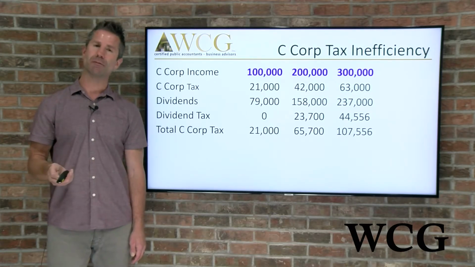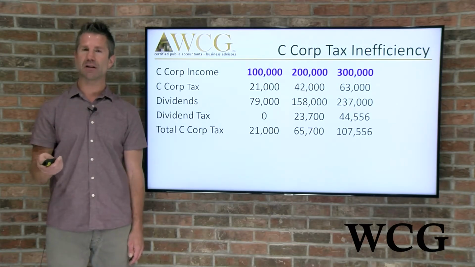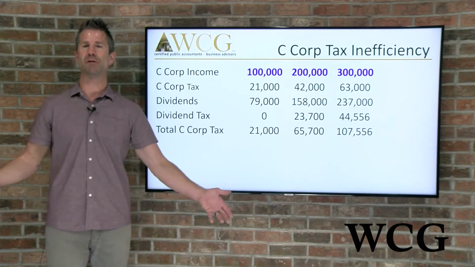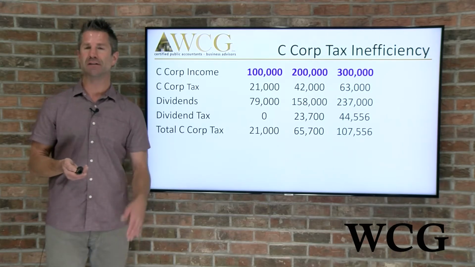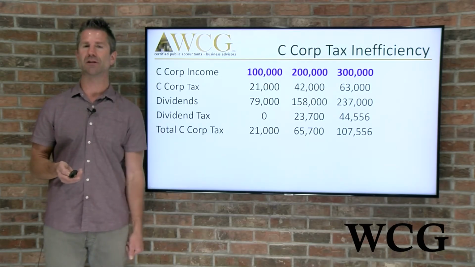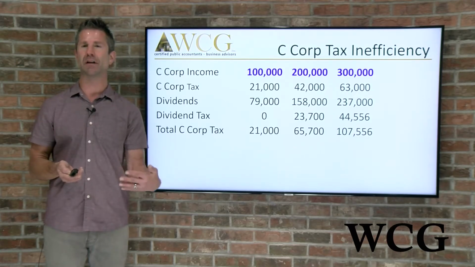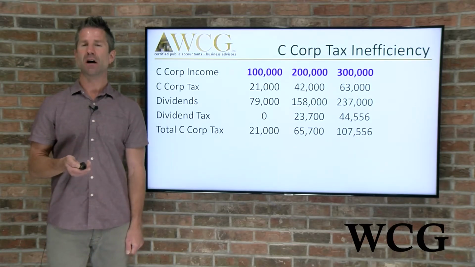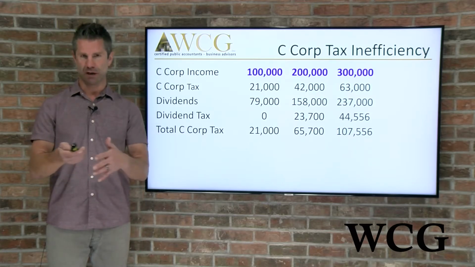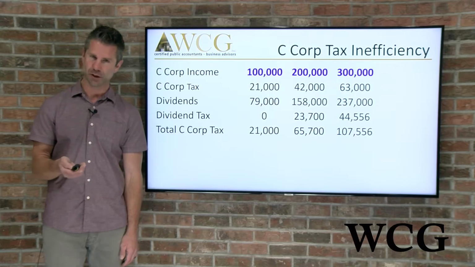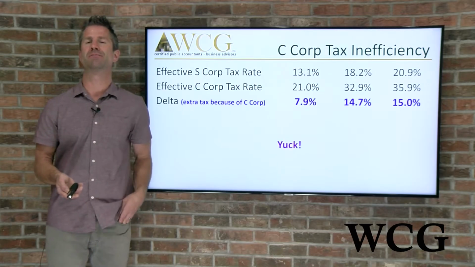Let's talk about the C Corp version of this, okay? $100,000 C Corp tax rate, 100,000 times 21%, 21,000, pretty easy. Dividends, that's the balance. That's going to get sent out to you. There's no dividend tax at that rate because the income is so low to you as an individual. We're assuming you don't have any other income sources, so your total C Corp tax will be 21,000.